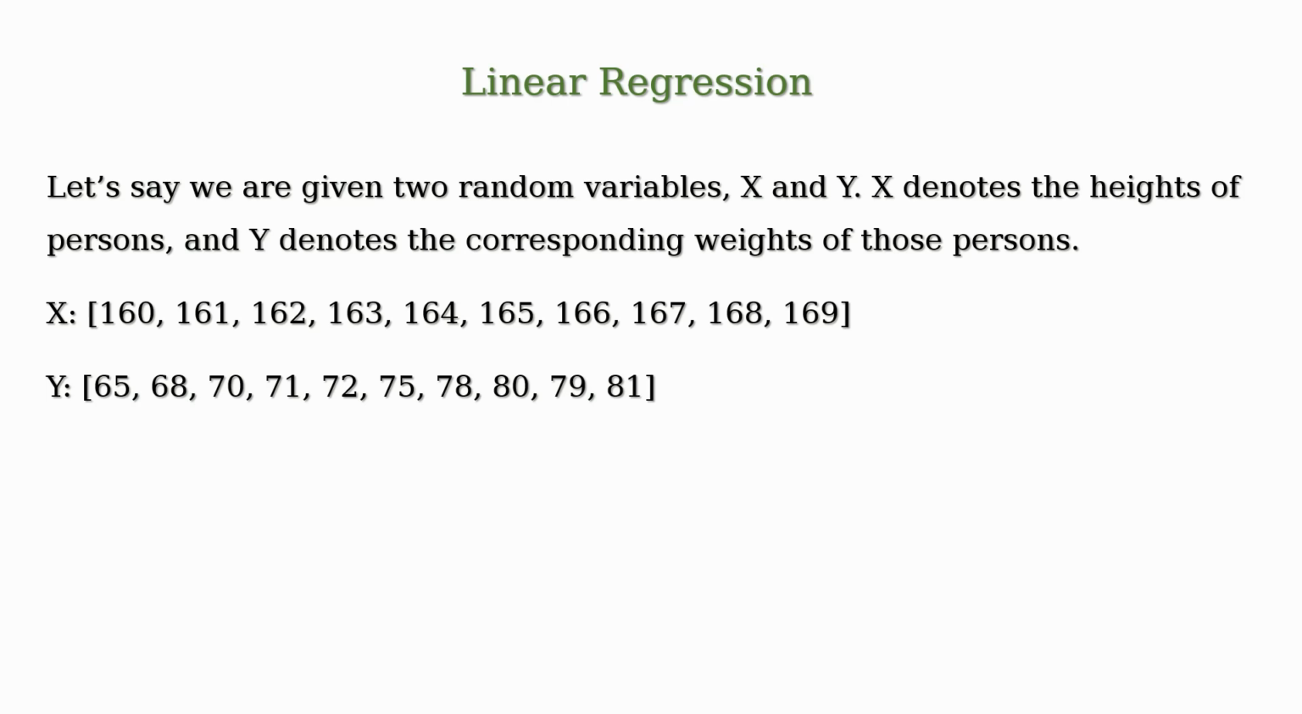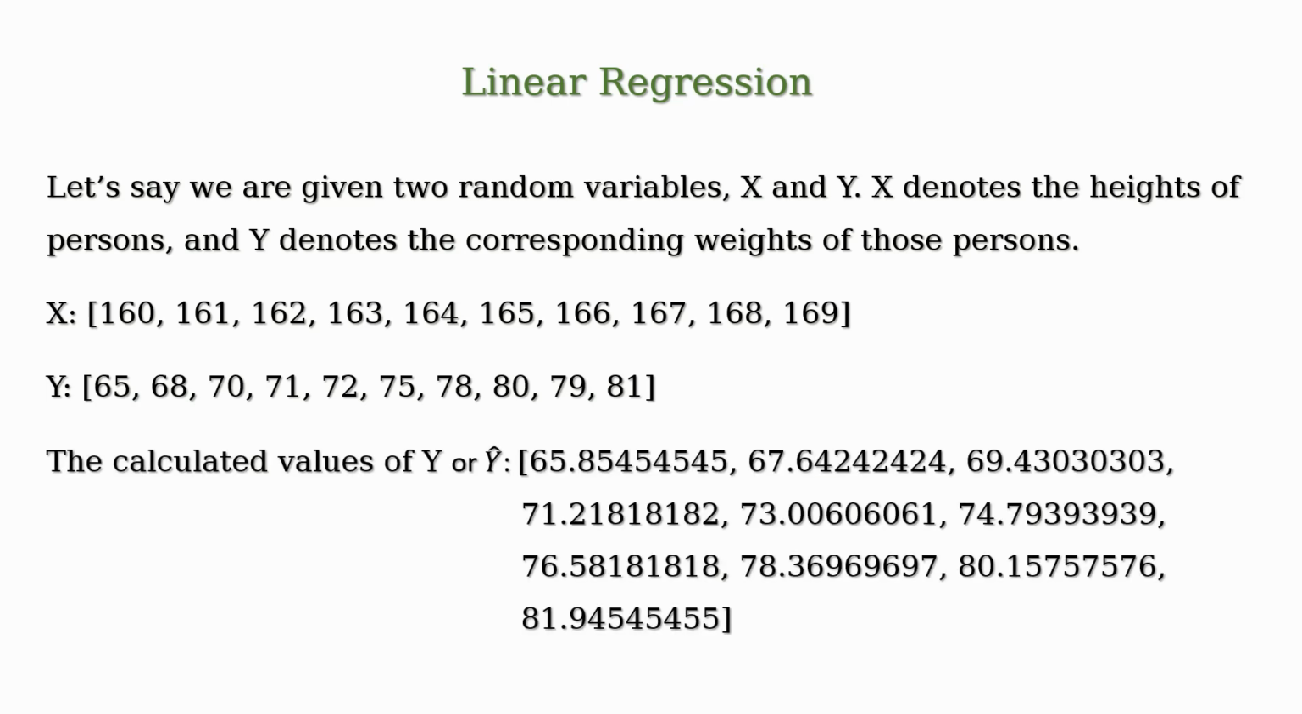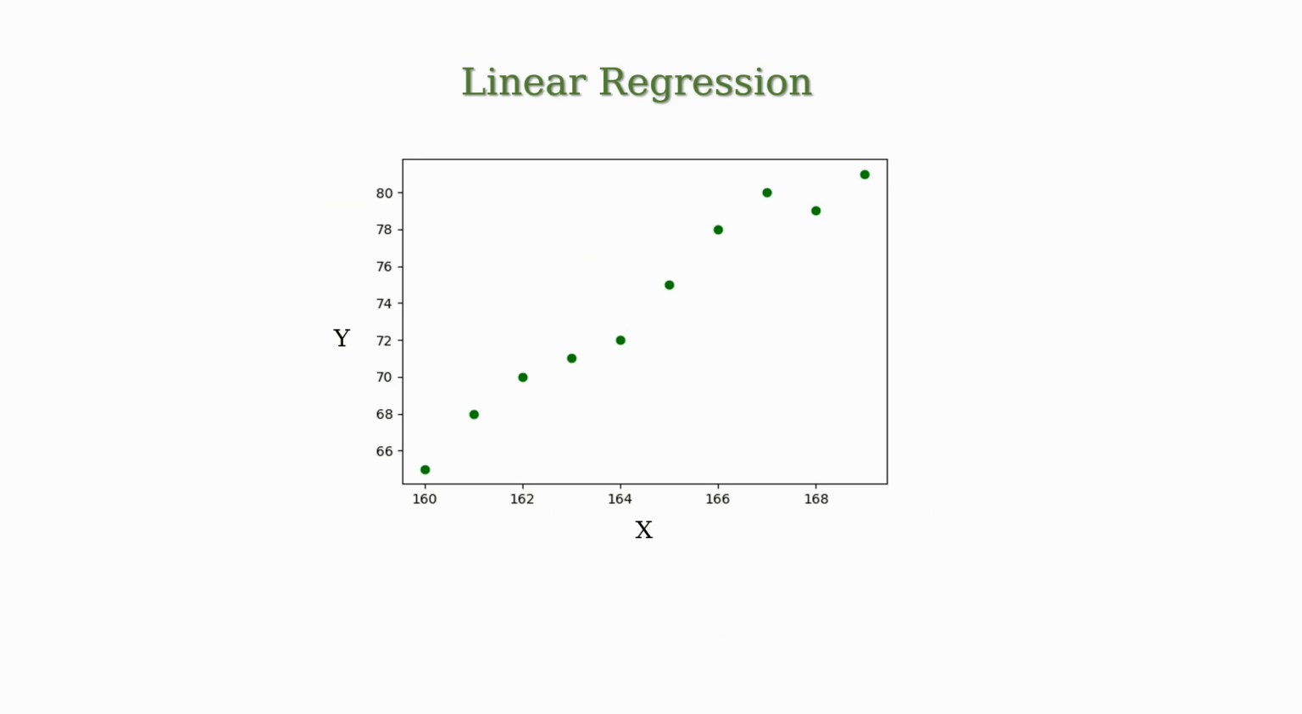Now, we can use linear regression to find an equation using which we can calculate the value of y for a given value of x. Let's say, using linear regression, we get the following calculated values of y. Please note that capital Y here represents the observed values and capital Y hat represents the calculated values or fitted values of y. In other words, we can draw a scatter plot of x and y.